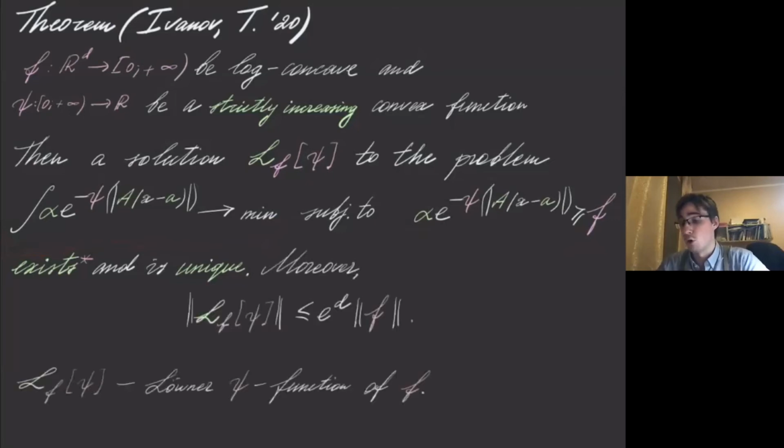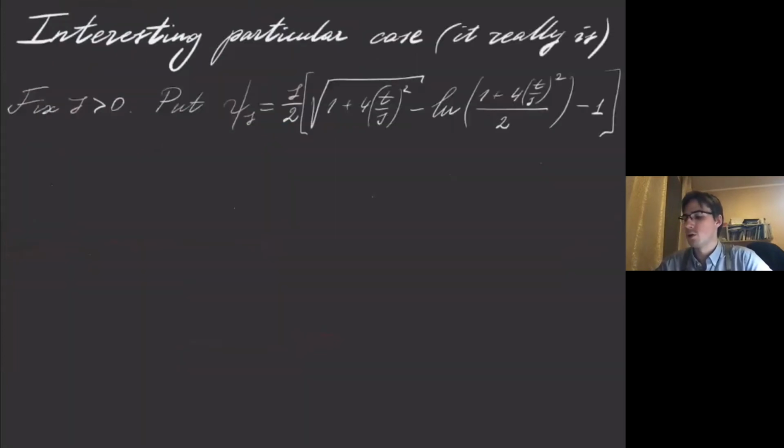And more of that, we have an upper bound on the supremum norm of the solution to this problem, which is like e to the d times the norm of f. So that's it. Here is also an interesting particular case of the function psi that I've just considered.